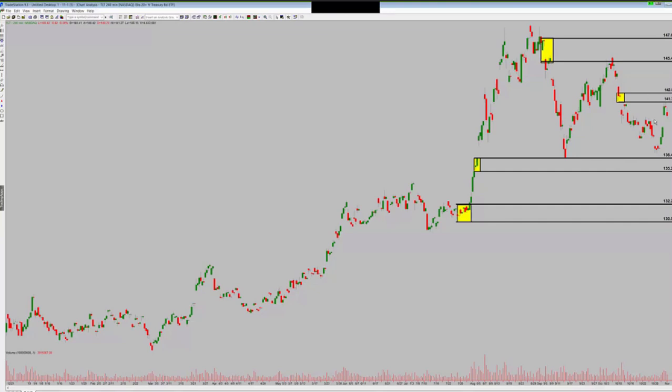But let's get a little more specific with this whole supply-demand concept. Because again, the goal is to make sure that every decision you make answers those two questions. Where's price going to turn? Where's it going to go?